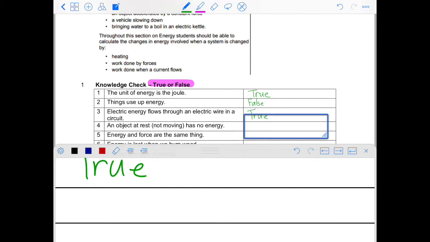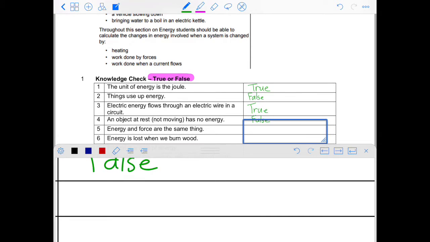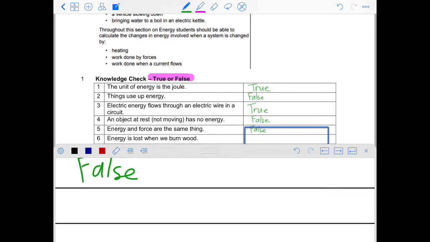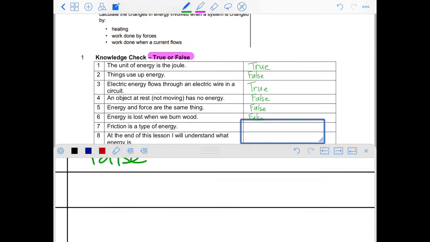An object at rest or not moving has no energy. This is false. Even if it is not moving, it can still have some energy. Energy and force are the same thing, also false, which we will talk about some more in this lesson. Energy is lost when we burn wood, is false. Friction is a type of energy. This is false. Friction is a force, not a type of energy.